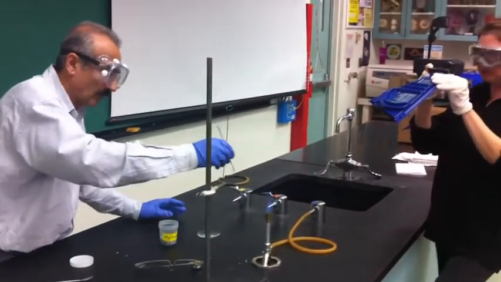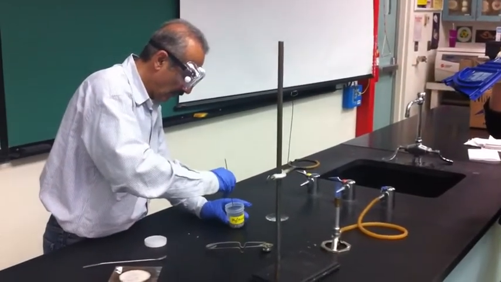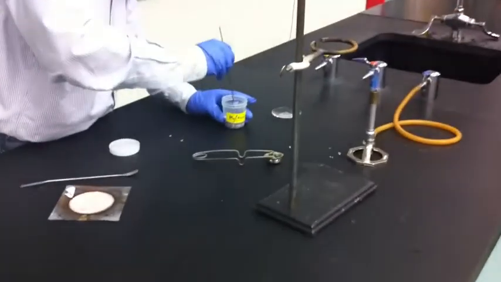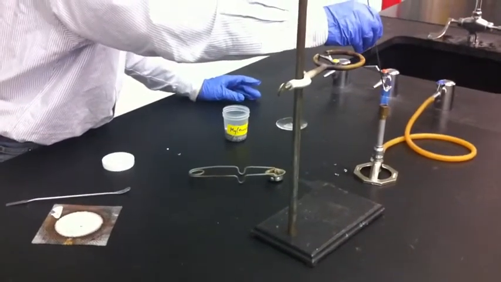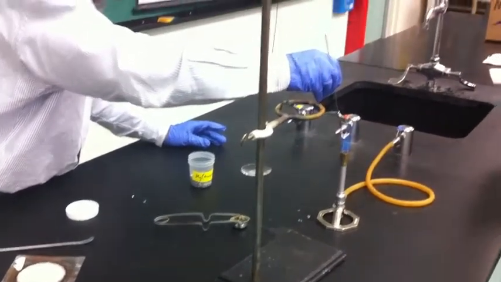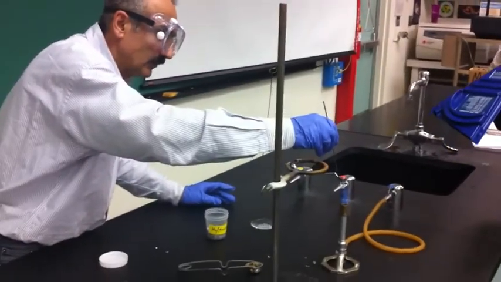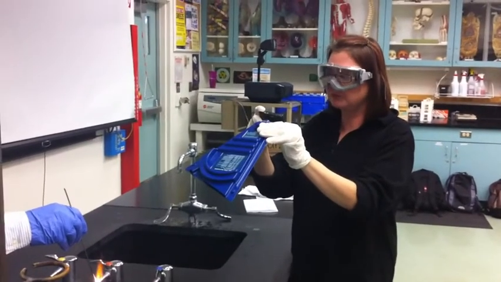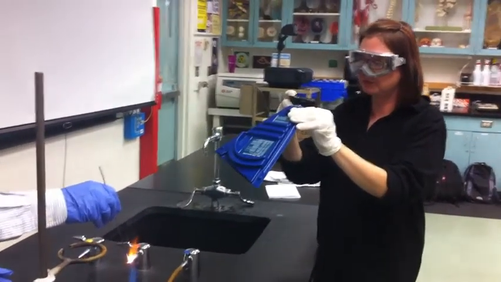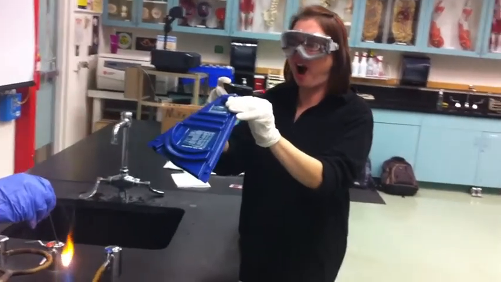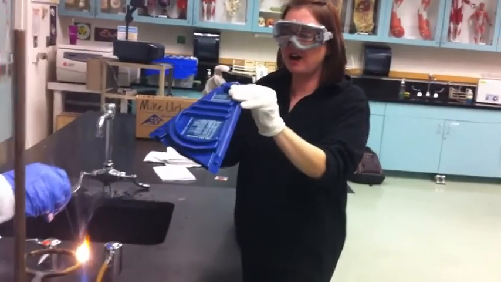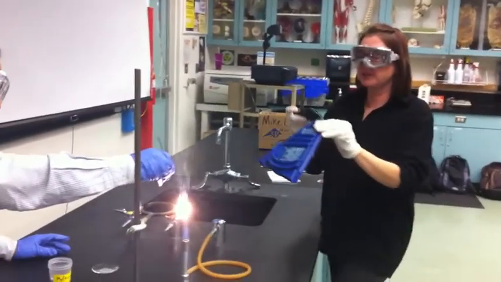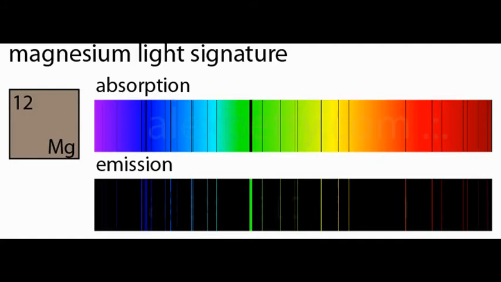So here we are burning magnesium in a Bunsen burner. Just ignite like this. While the professor is burning the magnesium, Serena is capturing the emission line spectrum. So that is magnesium. Yep, I see it, using the spectroscope. This is the light signature for magnesium.